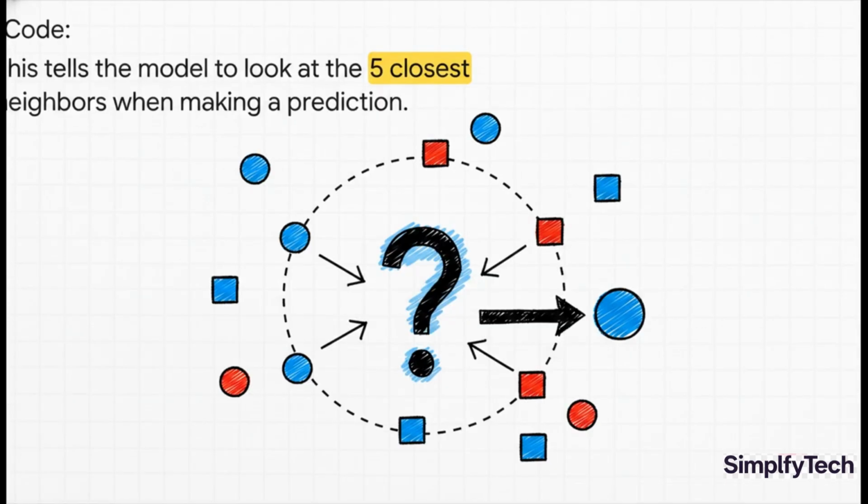Step 2. And would you believe it? This is it. This one little line of code is the entire algorithm. We just call up KNeighborsClassifier from Scikit-learn and set n_neighbors equals 5. That's us telling the model, hey, when you need to classify a new flower, just go find the 5 closest flowers you've already met and ask them to vote. That number, 5, that's our k.